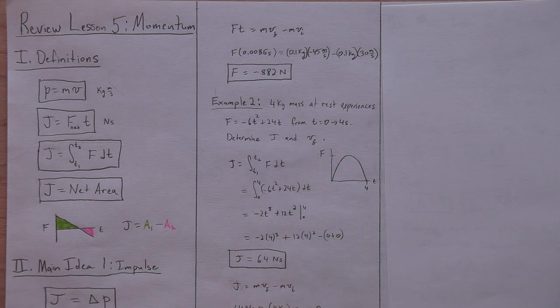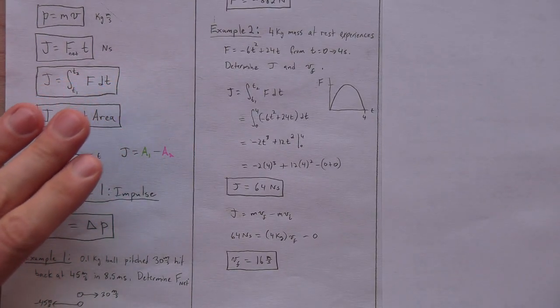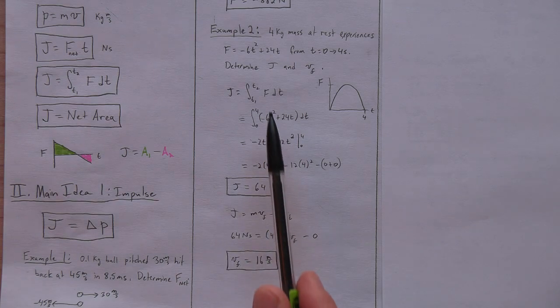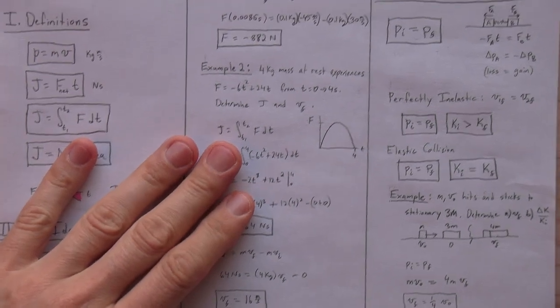The next thing, the final speed. Well, now we use that main idea: impulse is equal to the change of momentum. So mv final minus mv initial, the object was at rest initially, and you get the final speed. So similar to the previous example, only the impulse calculation was a little bit more sophisticated with an integration. Okay, so on to main idea 2.